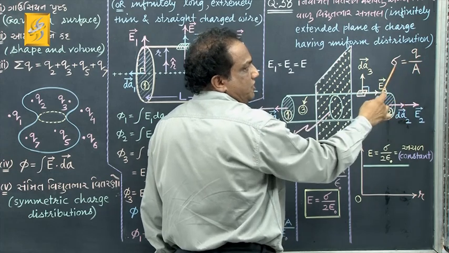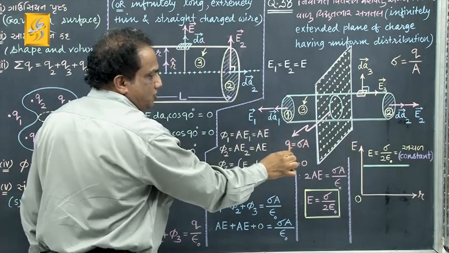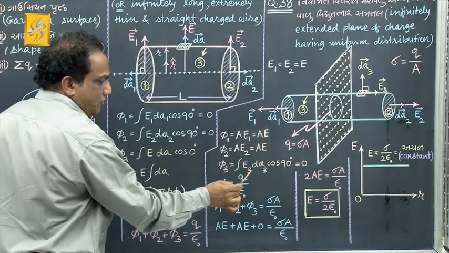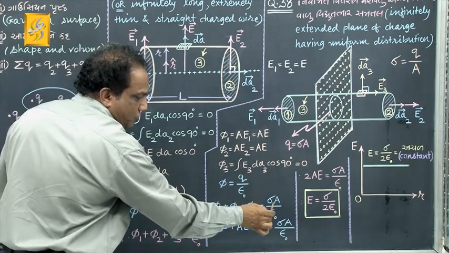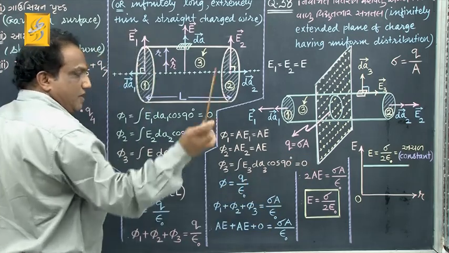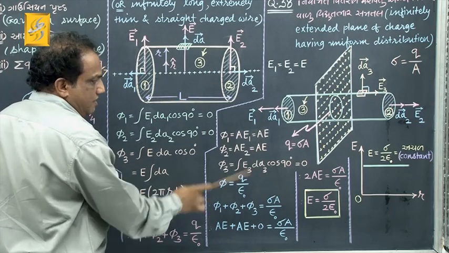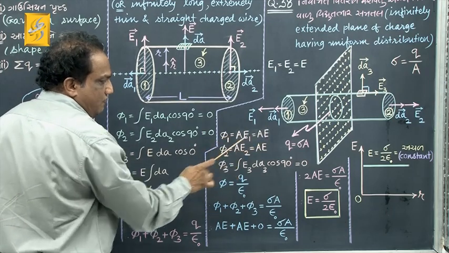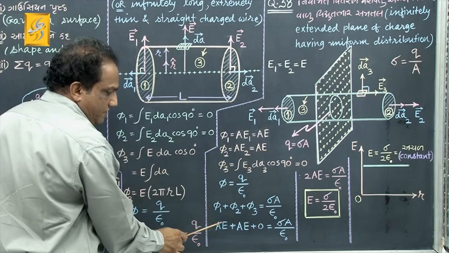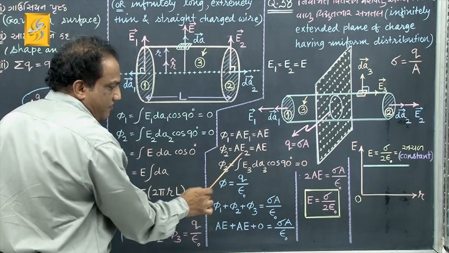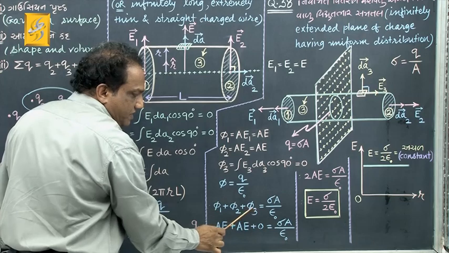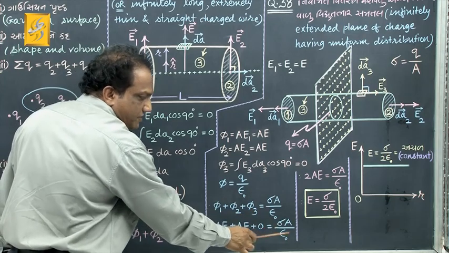Q equals sigma into A, correct? And now tell me, phi 1 is A into E, phi 2 is A into E, so I am writing here A into E plus A into E, but phi 3 is 0, and this part as it is.